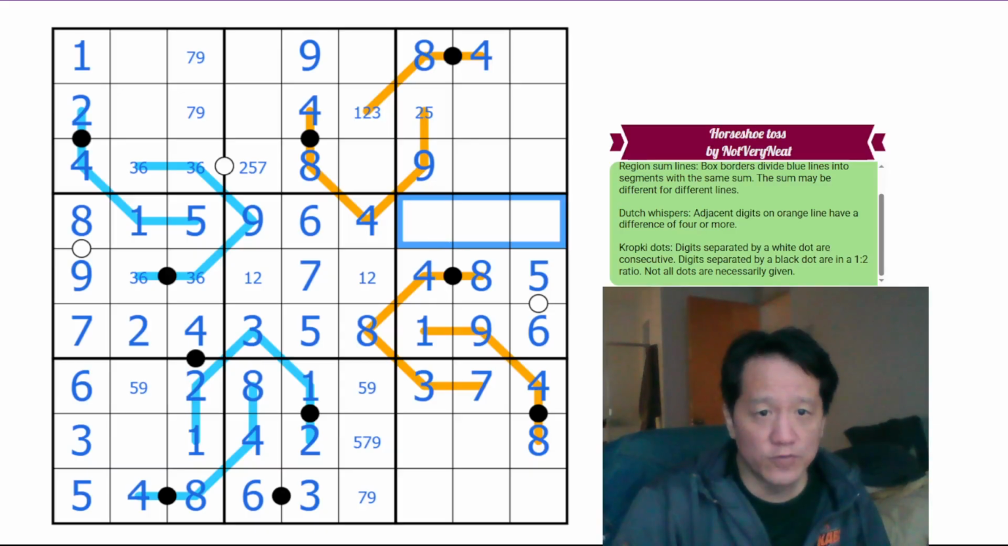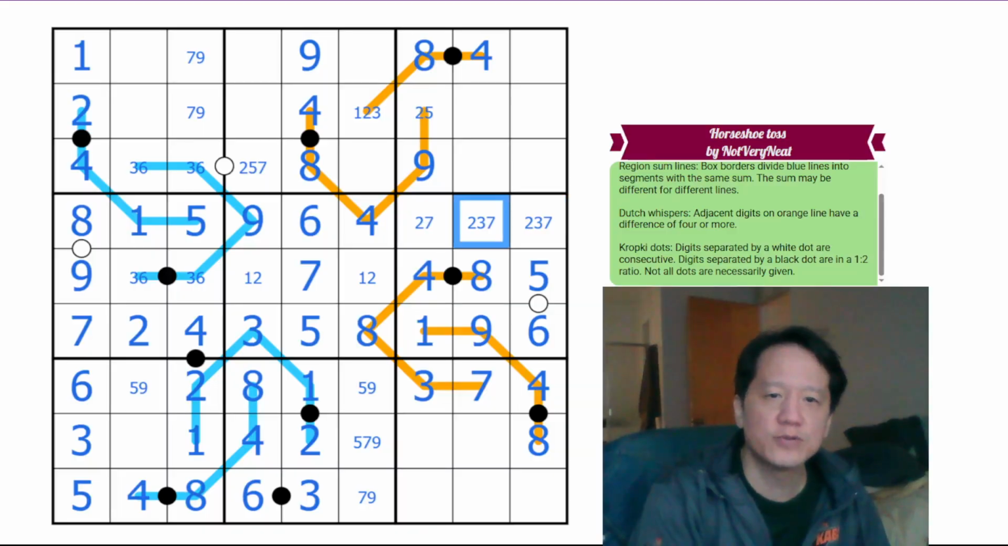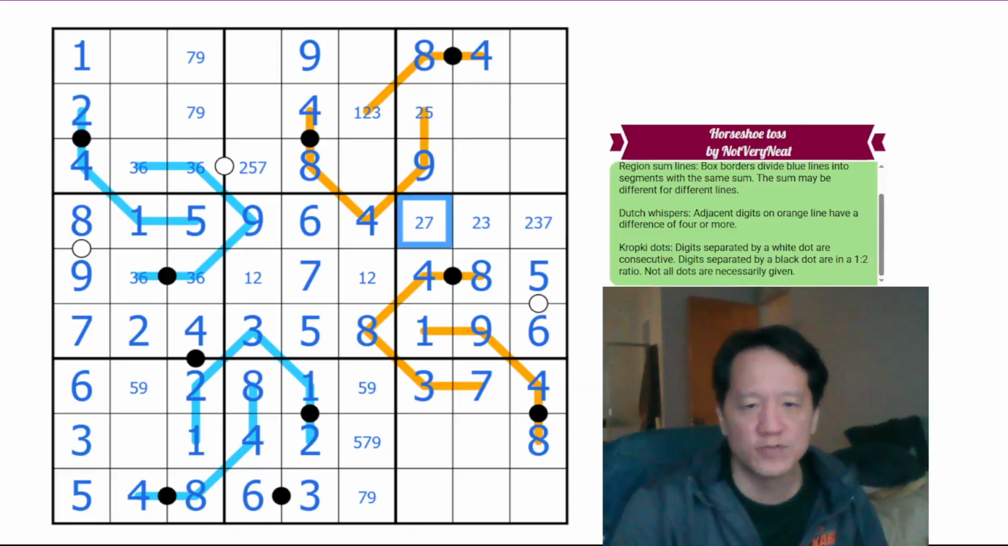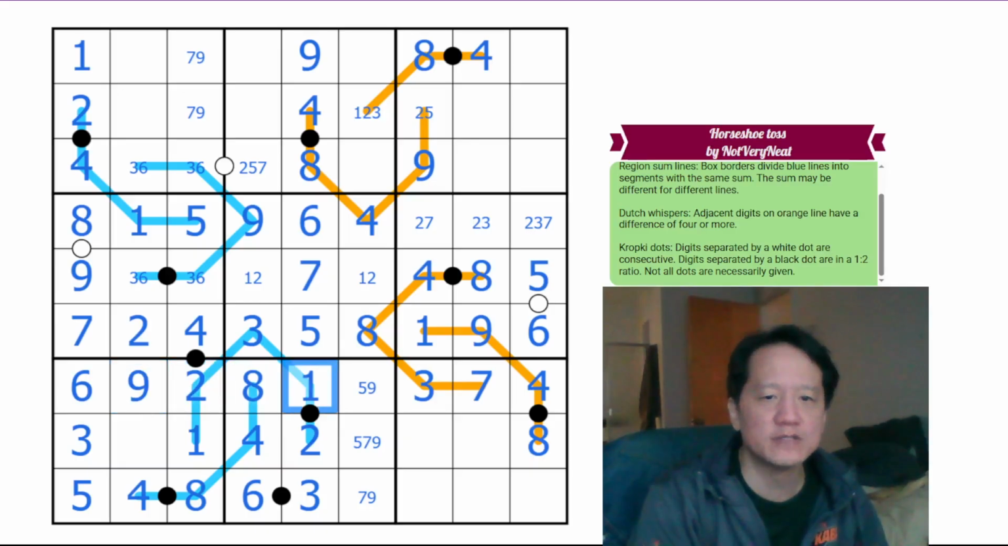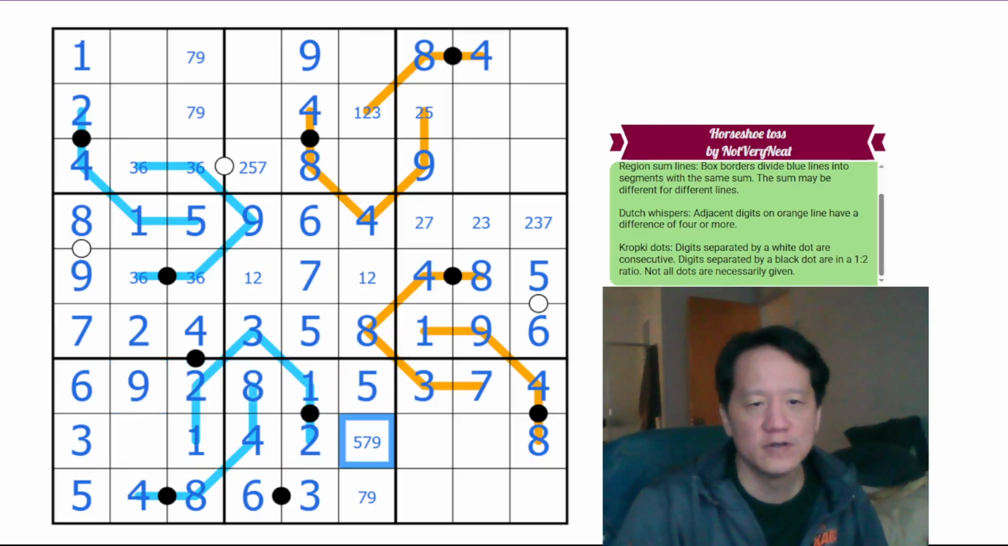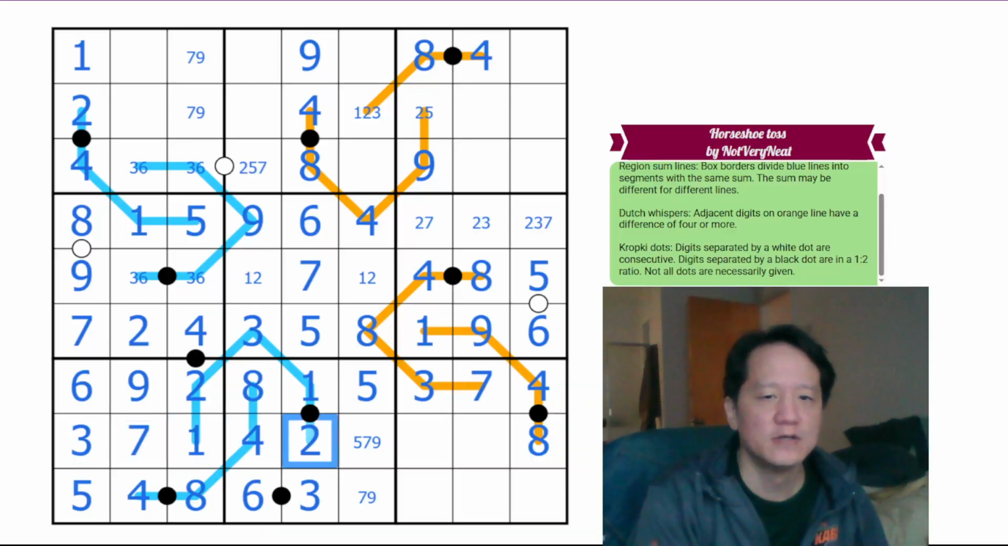Remaining digits in row 4 are 2, 3, and 7. This can't be 3. This can't be 7 because of the respective 3 and 7s in the column. This 5 eliminates 5 here, so it's 9, which makes this not 9, so it's 5. That leaves the remaining digit in this lower left-hand box as 7. This can't be 5 or 7. It's 9, which makes this 7.